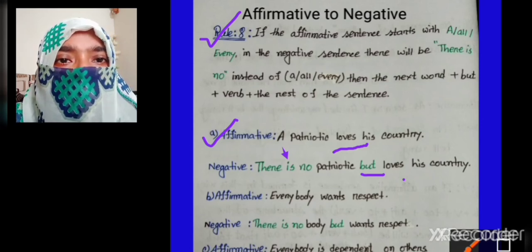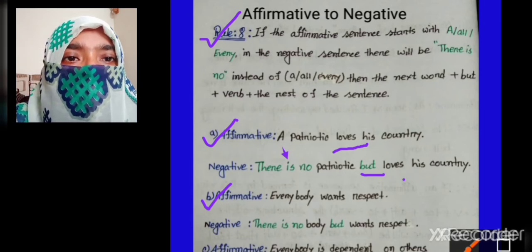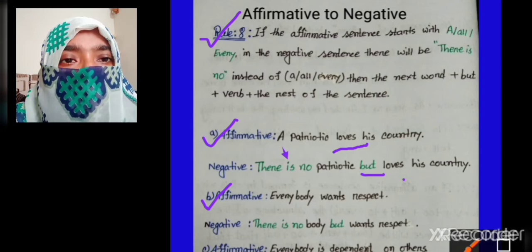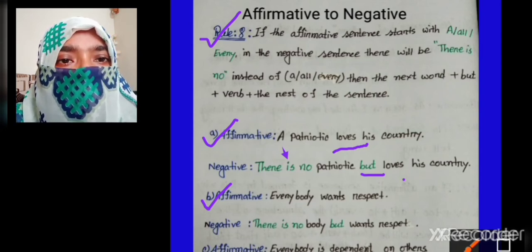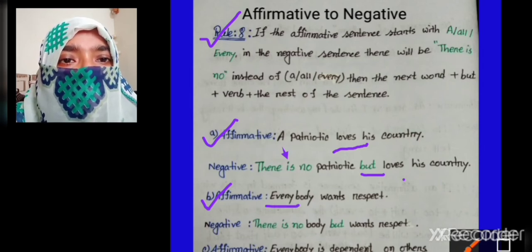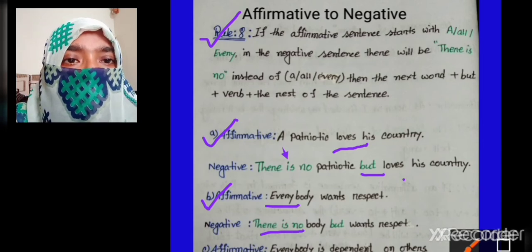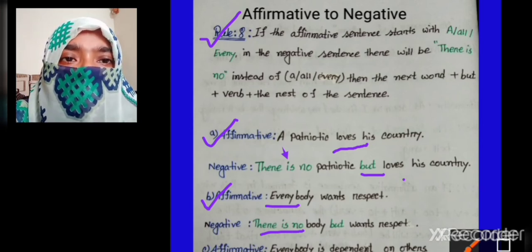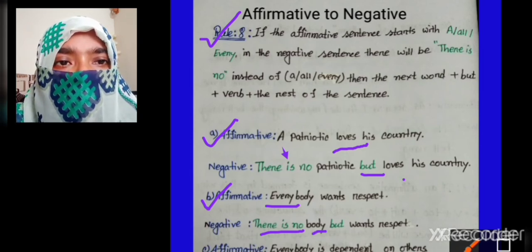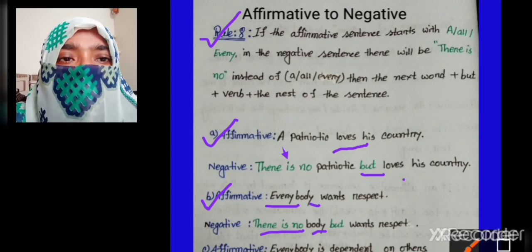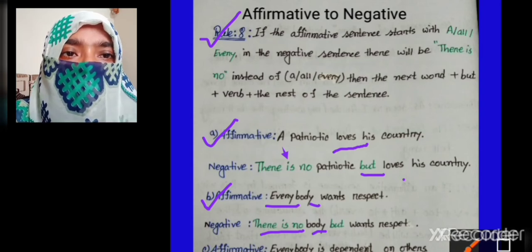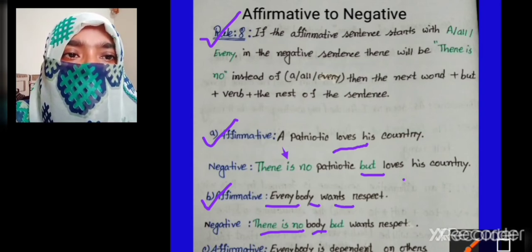Let's see another example. Example number B. Everybody wants respect. In the negative sentence you can see we have also used here there is no only instead of every. Then we have used here body, this is unchanged. Then you'll have to use here but, then the verb of the previous sentence wants, and the rest part respect.